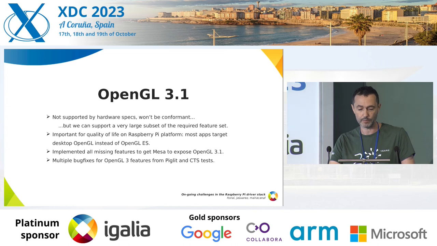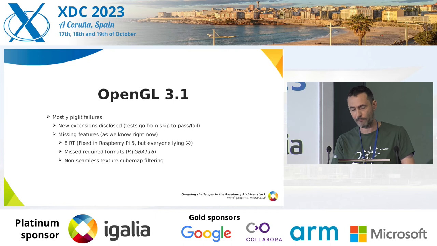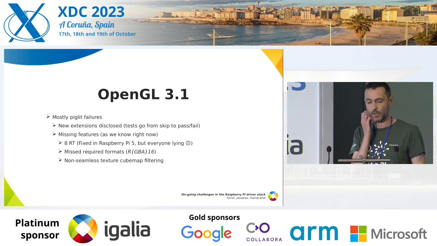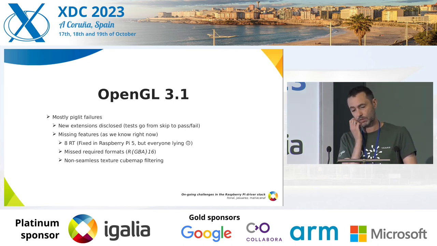And we were working on fixing all the CTS fails and also MPLIT. For CTS, we managed to fix all of them. For MPLIT, almost, except some that I will talk about later. But still, there are quite a lot of tests to fix, because a lot of tests were skipped because they require OpenGL 3.1, especially tests for some extensions. Now they are uncovered, and some pass, some fail. So we need to analyze them.